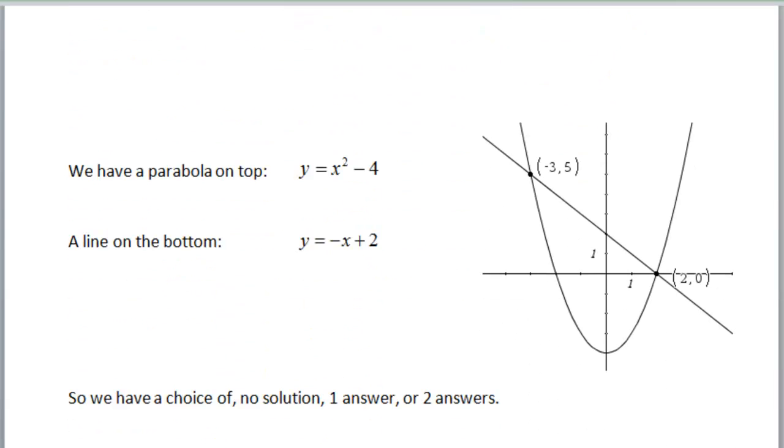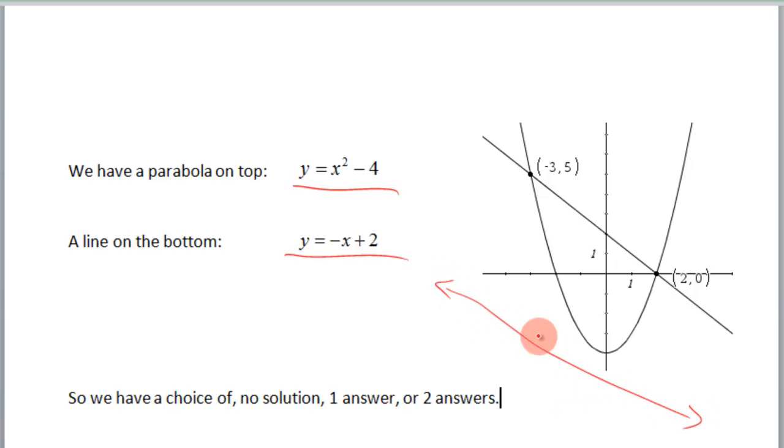So let's look at that. Notice there's my parabola. That's this guy. There's my line, negative slope, going through positive 2, right? And look where they intersect. Negative 3, 5, and 2, 0. So here we actually have two answers to the system, right? Could be these two because they intersect twice, or ones if the line looked like this.